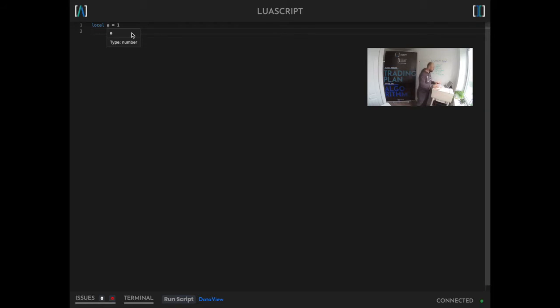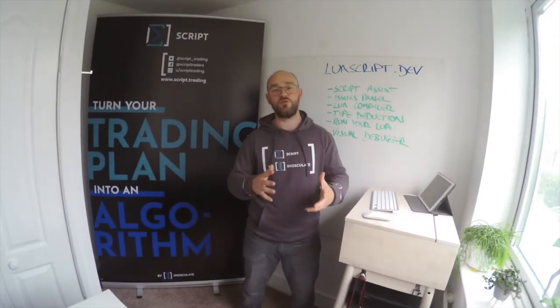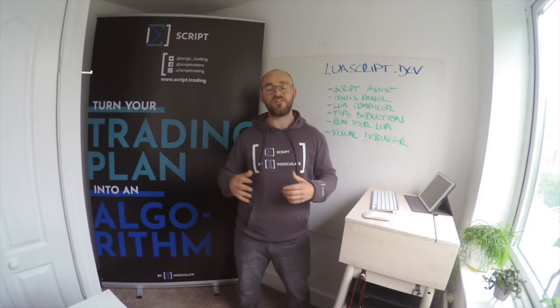And equally, if I was to declare another variable identified B and assign A to it, I could also see that B displays that, hey, I'm a number as well. It knows that because the Lua compiler has been able to deduce its types from one to the other.